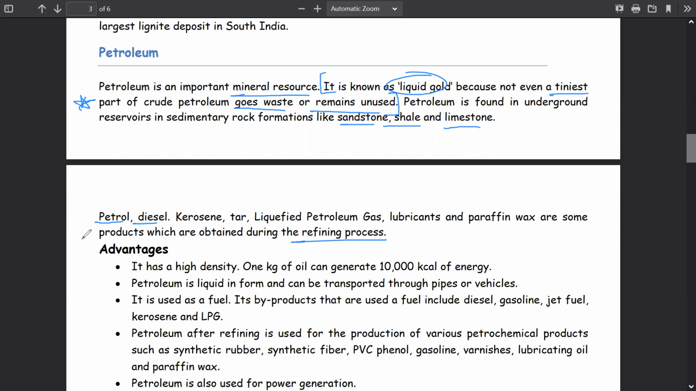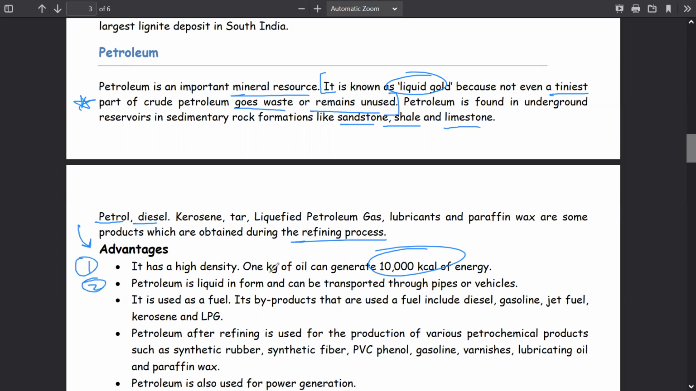Now, what are the advantages of using petroleum? It has high density. 1 kg of oil can generate a lot of energy, exactly 10,000 kilocalories of energy. This KCAL is known as kilocalorie. Okay, this is the first point.